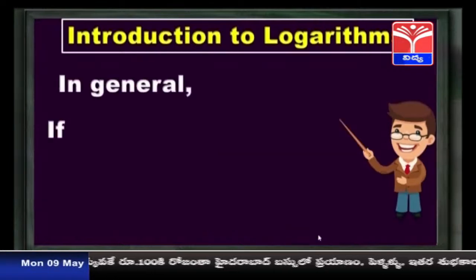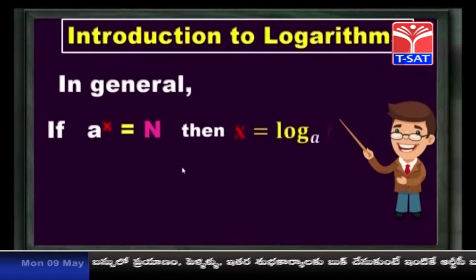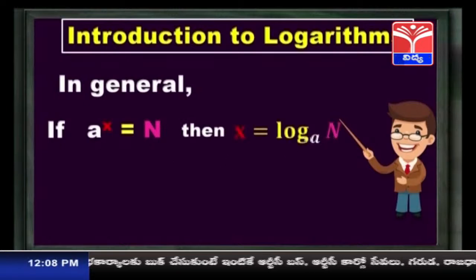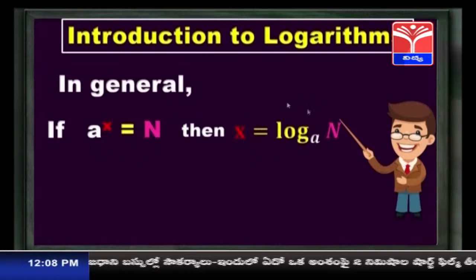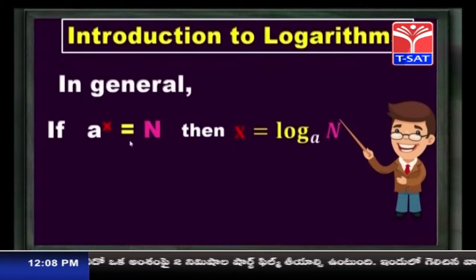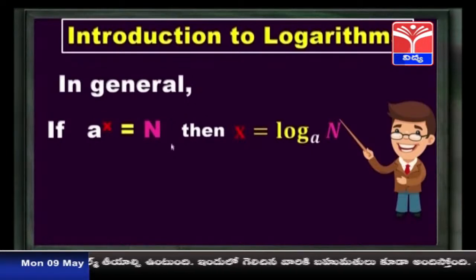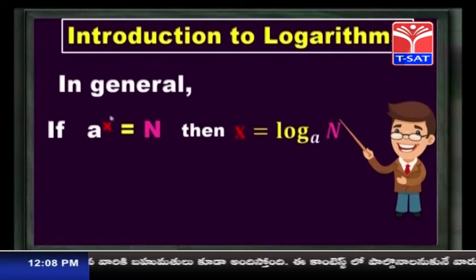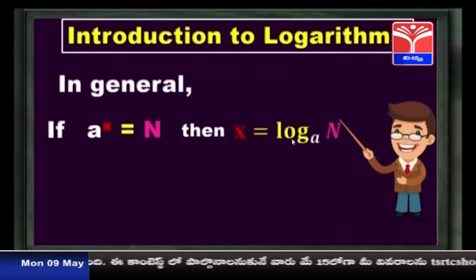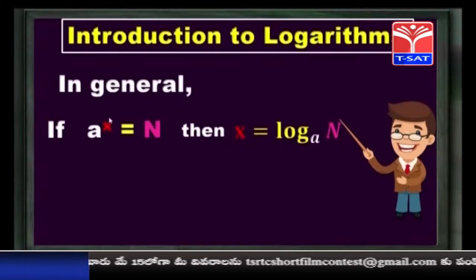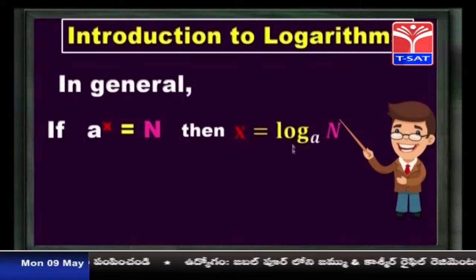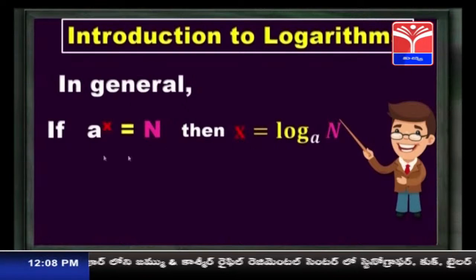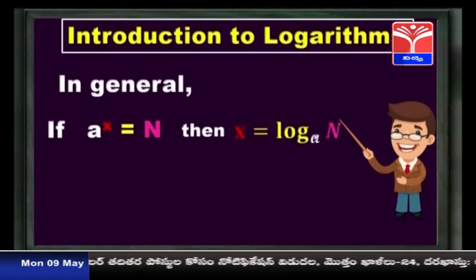In general, if a power x is equal to n, then x is equal to log n to the base a. Observe here students, this is exponential form and this is logarithm form. So if the exponential form a power x is equal to n is given, to convert into logarithm form, we write the power equal to log n to the base a. So x becomes x is equal to log n to the base a. In the left hand side, in the exponential form, the base a is there, and this base a becomes the base of the log.